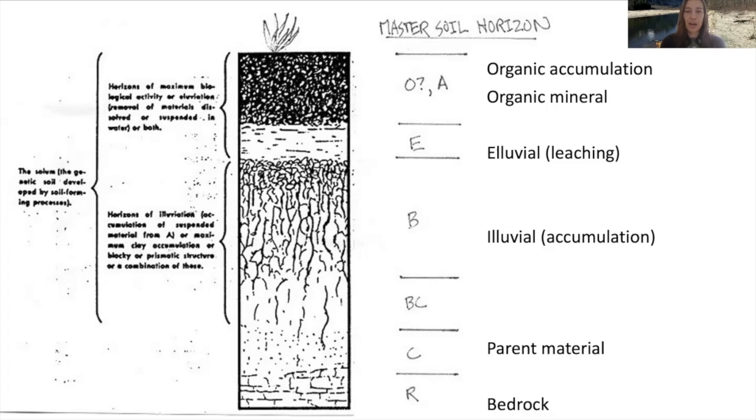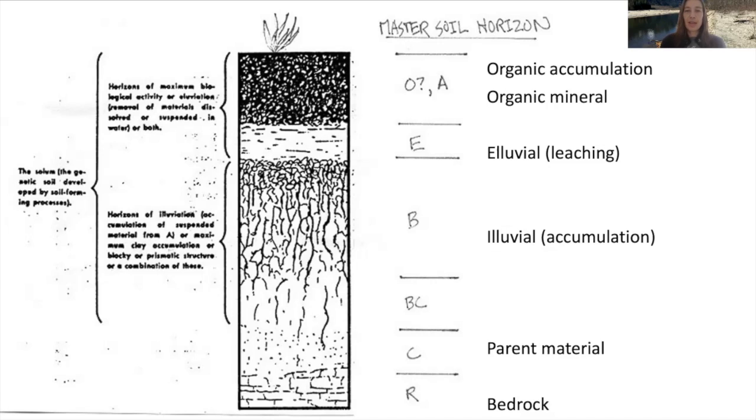Beneath that is layer E. E is for eluvial, and the eluvial layer is where leaching takes place. This is where ions are removed as water passes through on its way down, fed by gravity. So the material that's in E, which is mineral material, is where it loses matter, loses ions due to water passing through on its way down to the water table.